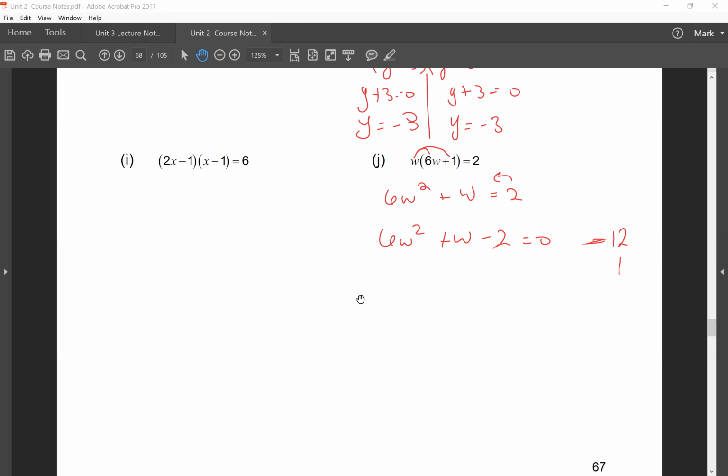There are multiples of 12. So there's 3 and 4. That looks good. There's 2 and 6. There's 1 and 12. I think 3 and 4 would be the answer. And here it would be 4 and negative 3. So I split my middle number here.